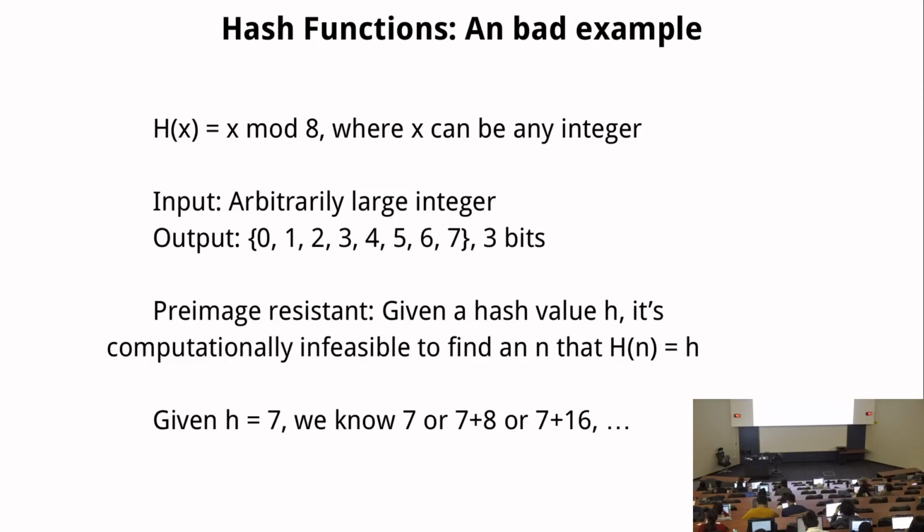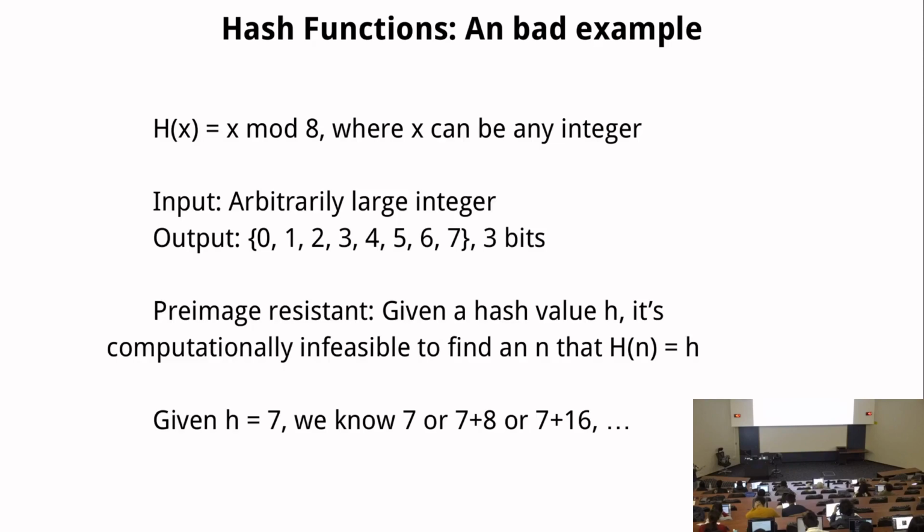So the output will be just 3 bits. No matter how long your input is, the output is 3 bits. So this is a valid hash function. But let's say we ask if it's secure. Let's say given any hash value h, it's computationally difficult or infeasible to find an input that can generate the same hash value. Obviously, no, right?